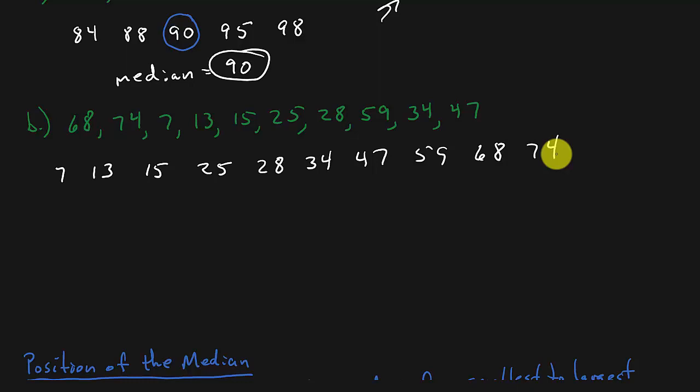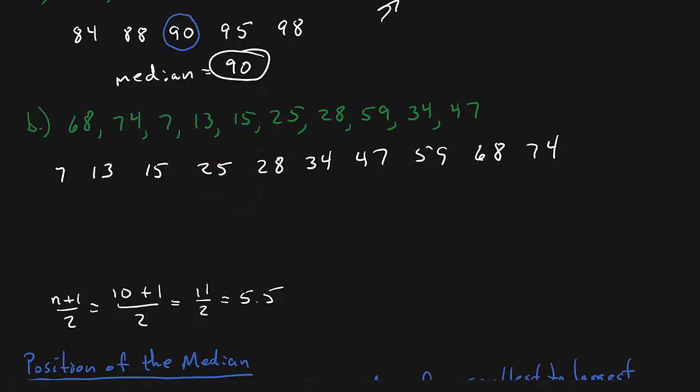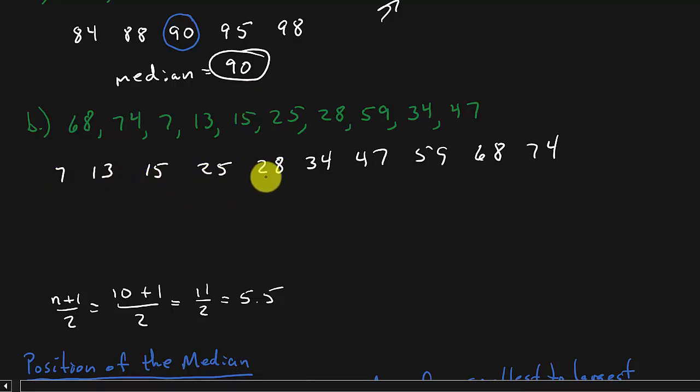So let's see. All right, so we've got n plus 1 over 2. So there's 1, 2, 3, 4, 5, 6, 7, 8, 9, 10. There's 10 data values, so that's 10 plus 1 over 2, which is 11 over 2, which equals 5.5. All right, so let's count. 1, 2, 3, 4, 5. Okay, 1, 2, 3, 4, 5 and a half. So that goes in between them, right? So these two values are the ones in the middle because we landed in between them.